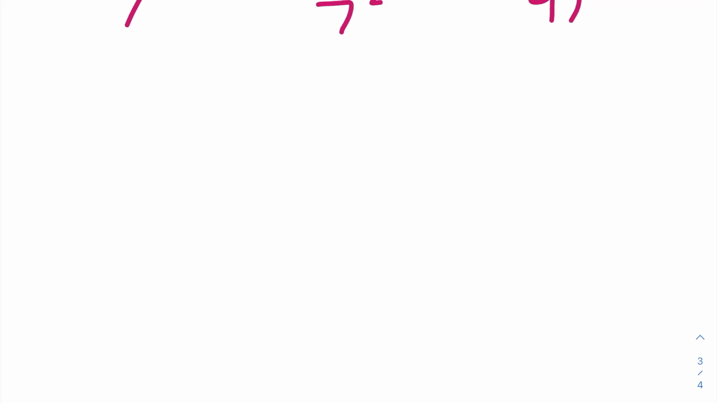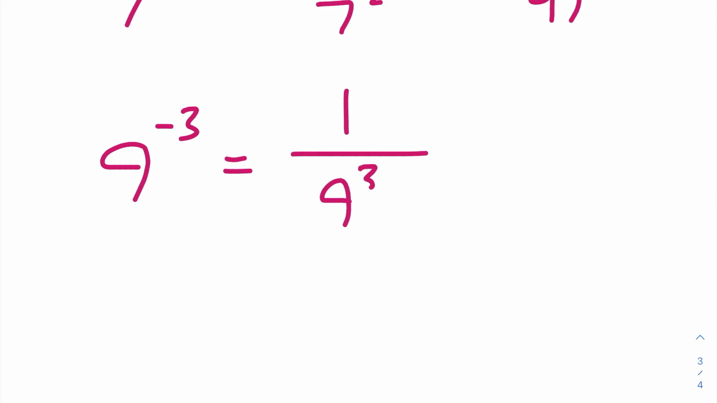Let's do one last example, 9 to the power of negative 3. Again, we look at this negative sign right here, and we think we have to take the reciprocal of 9 to the power of 3, which is 1 over 729.